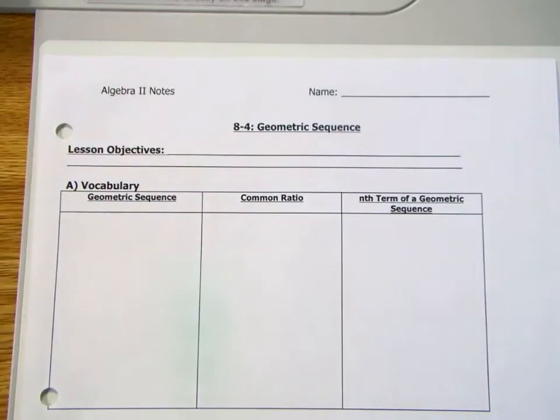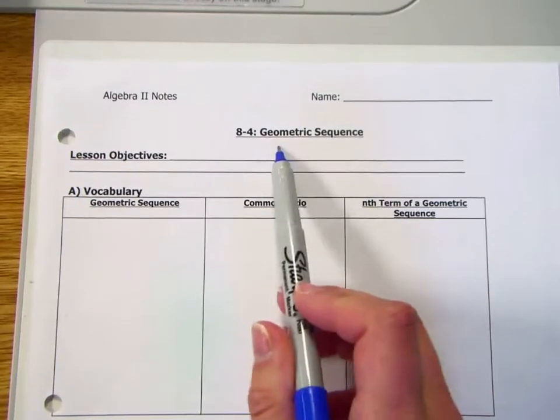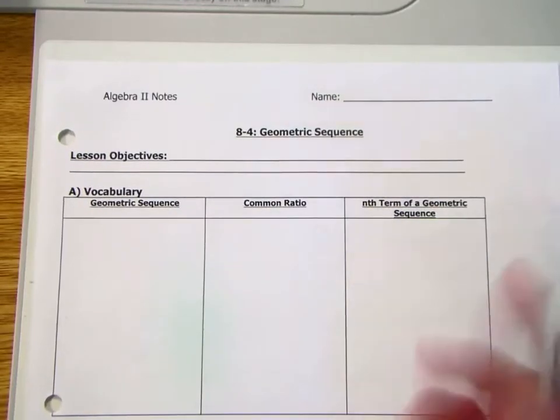Okay, we have been talking the last few classes about arithmetic sequences and series. Recall those are sequences and series where you have the same number added or subtracted to get the next one. What we'll look at right now are geometric sequences.